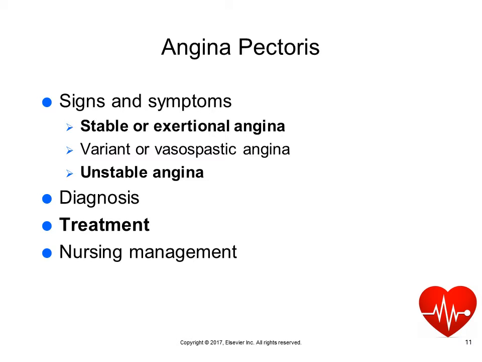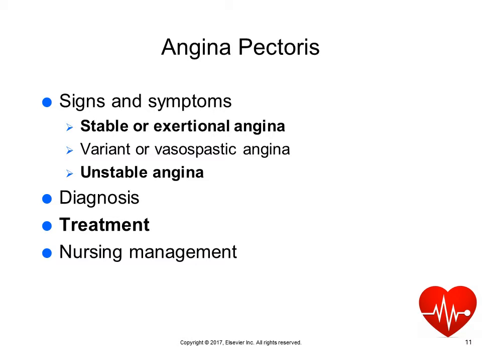Variant or vasospastic angina is caused by coronary artery spasms, which restrict the blood flow to the myocardium. The goal of that treatment is as well to reduce the number and severity of attacks. We also have unstable angina, and this is usually caused by occlusion of the coronary arteries. Angina pain occurs even at rest in this case and may not respond well to drug therapy. It may require immediate surgery. We also look at diagnosis of this and how they do that.